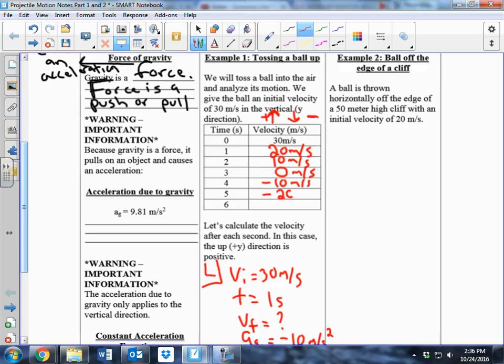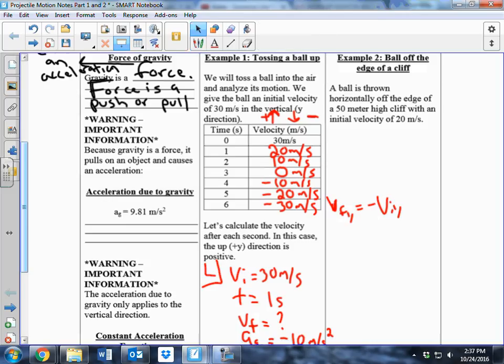If I plug in 5 seconds, I'll get negative 20 meters per second. And then at 6 seconds, it reaches back to my hand, and it's moving at the same speed it was, just in the opposite direction. And that's a critical feature that we can use in future calculations. You can always say that your final velocity in the y is going to equal the negative of your initial velocity in the y. Because look, we started with 30 meters per second, and by the time it got back to my hand, the same point it left, it was moving at negative its value. We can use that trick in the future.